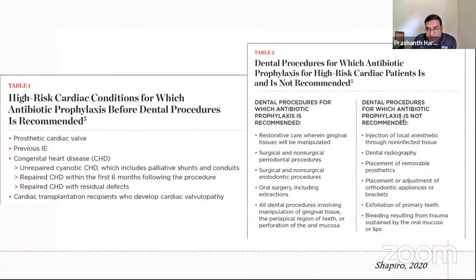So the dental procedures for which antibiotic is not recommended: again, injection of local anesthetic through non-infected tissue. It could be a PDL injection, and we still don't need it. Any dental X-rays, placement of removable prosthetics like removable partial dentures, any appliances from an orthodontic standpoint, primary teeth exfoliation, bleeding resulting from trauma sustained by oral mucosa or lip. These are typically not required for antibiotic prophylaxis.